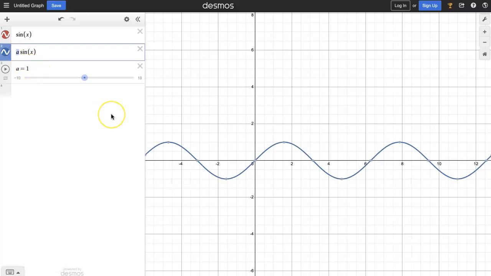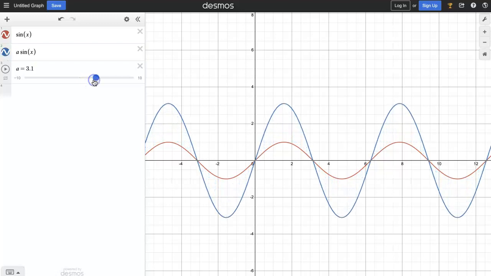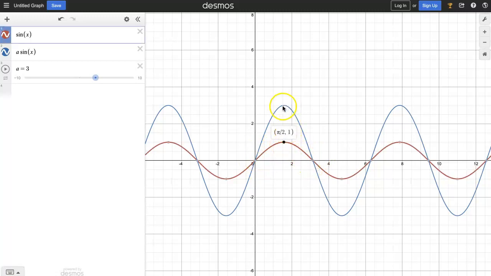Of course, if that number is 1, I get the same graph back. As I increase this number, watch what happens to my graph. And if I make it 3, look at what happens to my graph. My original sine graph is in red, and my 3 sine of x is in blue. You can see the only difference is this first wave, instead of reaching up to a height of 1, now the height is up there at 3. And where's that 3 coming from? It's the number in front of sine. Here, instead of reaching a low of -1, it's going to reach a low of -3.